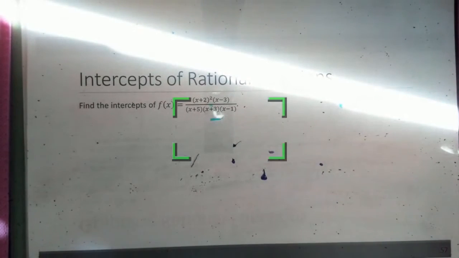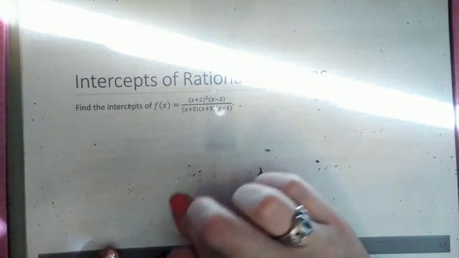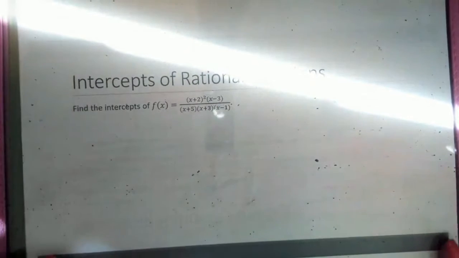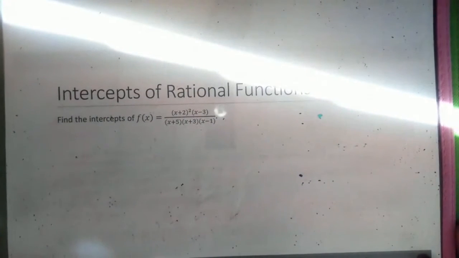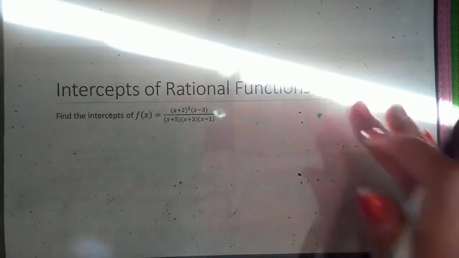Next up, we're going to take a look at intercepts of rational functions. So we're thinking x-intercepts and y-intercepts. We're going to find the intercepts of f of x equals (x plus 2) squared times (x minus 3) over (x plus 5) times (x plus 3) times (x minus 1). We're going to find our x and y intercepts like we always do. Let's start with our x-intercepts.